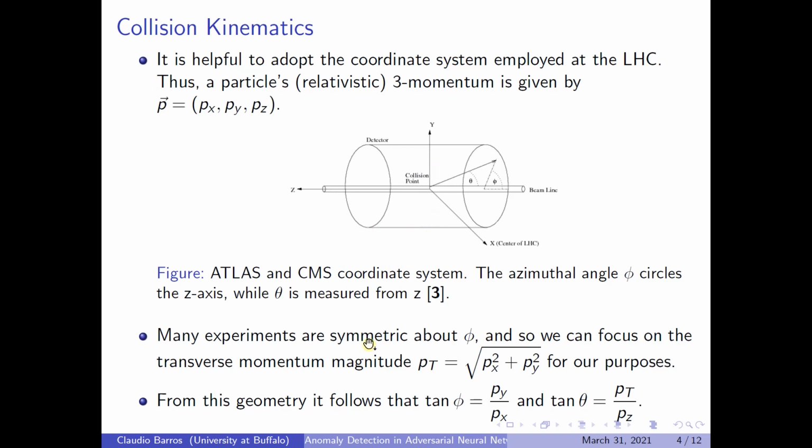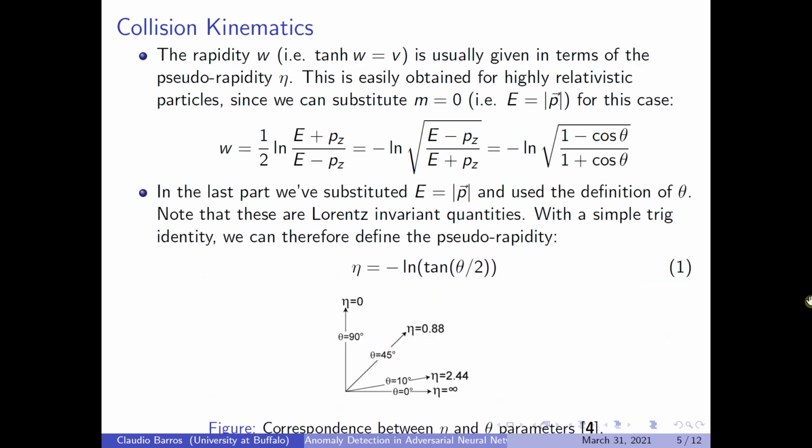So many experiments are symmetric about phi, and so in this case we can focus solely on the transverse momentum pT, which is the square root of px squared plus py squared. We see that in this geometry it follows that the tangent of phi is equal to py over px, and the tangent of theta is equal to the transverse momentum magnitude over pz.